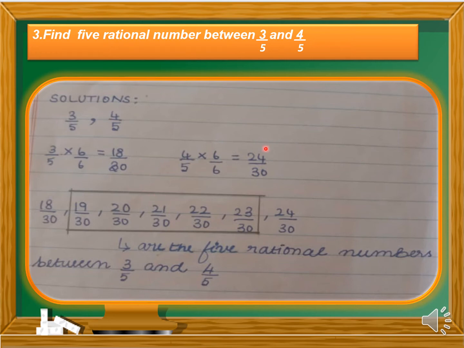6 into 4 is equal to 24, so 4 remains here. 6 into 5 is equal to 30, so 5 remains here. So in both numbers, while cancelling, we take 6. That is, 6 is common in both, so we are not putting 6 here. So we are putting only the other number, that is 6 into 4, so 4 is here. So you can see 5 rational numbers between 18 by 30 and 24 by 30.